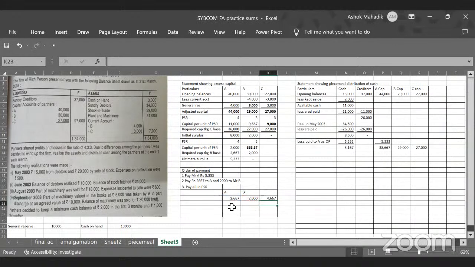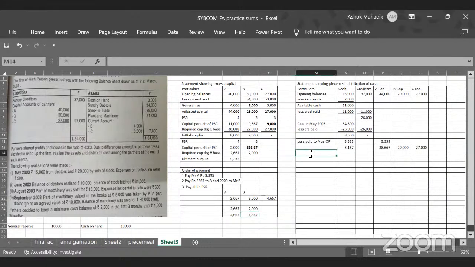So the ratio will be how much for A? For A, what will be the ratio? 2,667 upon 4,667. Okay, this is simplest way to calculate the ratio. For B, what will be the ratio? 2,000 upon 4,667. Clear? You can use the figure itself as a ratio.